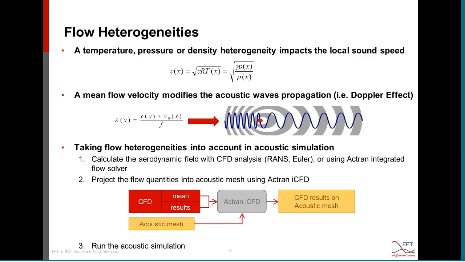And in the second step, we will map through the Actran ICFD utility, which is the interface between Actran and CFD results. So through this utility, we will be able to map the CFD static result onto the acoustic mesh, and therefore that flow heterogeneity is taken into account in the acoustic simulation.